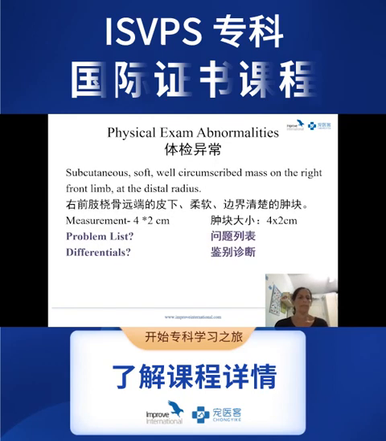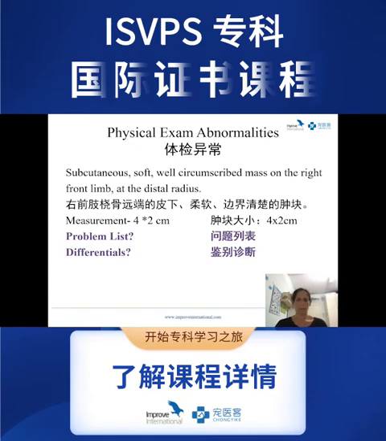So her mass was a subcutaneous, soft, well-circumscribed mass on the right front limb at the distal radius. And the most critical thing of all of this is to measure the mass. So we want to know with a caliper or with a ruler exactly how large this mass is so that the next time she comes in, we know whether it's the same size, whether it's larger, or whether it's smaller.